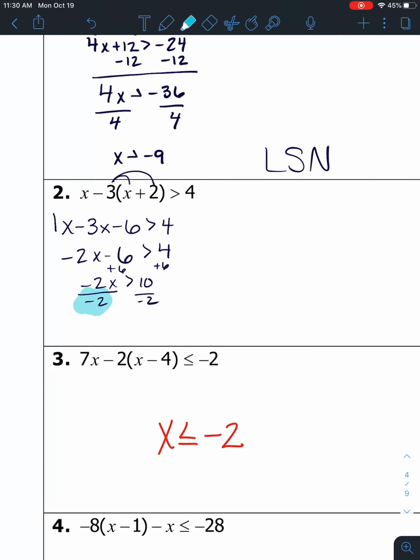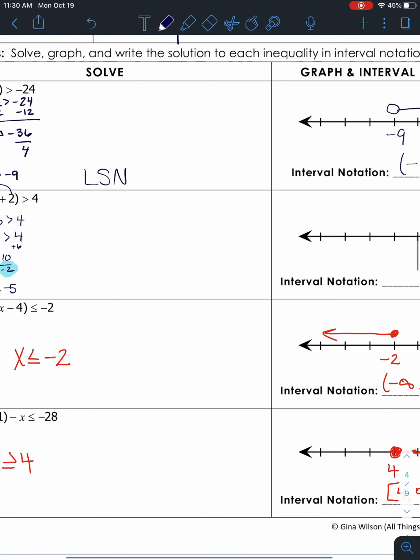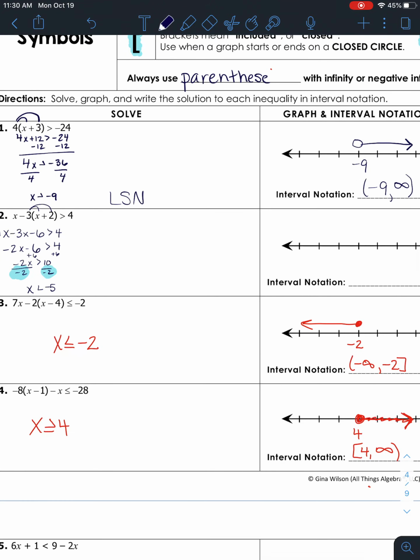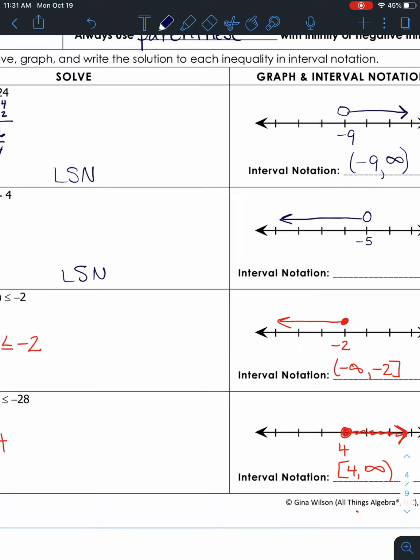Warning, warning, dividing by negative 2. Okay, so remember that means I got to flip my sign. So I've got x is now less than negative 5. All right, so let's go over here and graph it. So we're going to put negative 5 on my graph. We are once again in letter, symbol, number form. So we can just graph in the direction that's shading. So we have an open circle, and this time we are shading to the left.